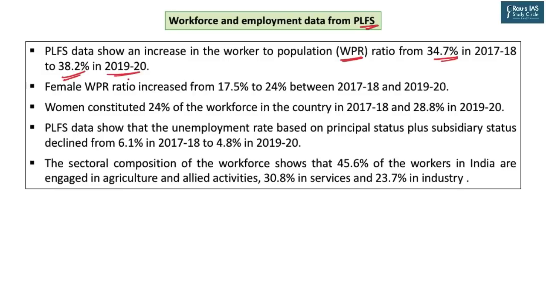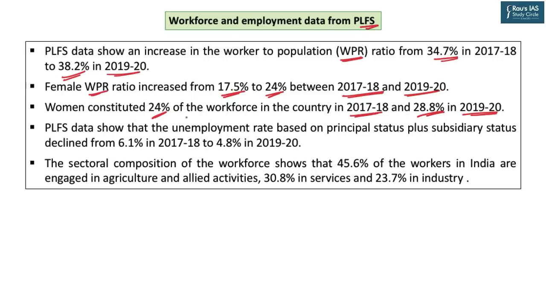The periodic labor force survey also highlights that the participation of women in the workforce has not been shrinking as it was lately thought. Female worker to population ratio has increased from 17.5% to 24% in the duration of 2017-18 to 2019-20. And according to the periodic labor force survey, women constitute around 29% of workforce in our country. This data is of 2019-20, but this is the latest that we have. And we came here taking a jump from 24% in 2017-18.